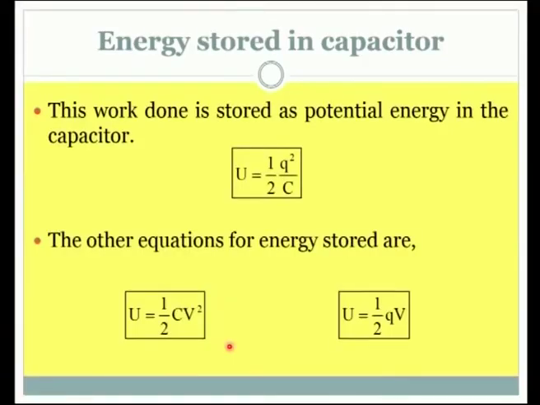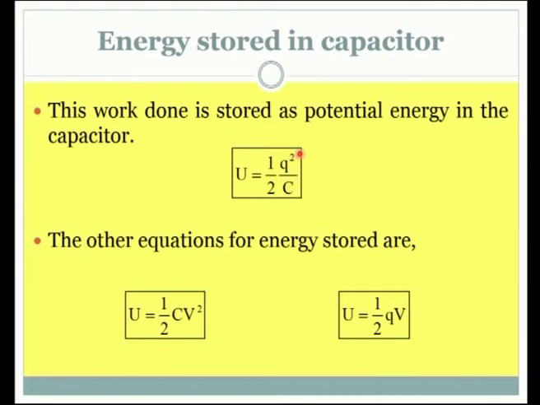This work done is stored as potential energy in the capacitor. So, we can directly take this work done expression as the energy expression itself, because work and energy are equivalents. Shall we take that as the energy stored? We can even use the term U for it, right? We use the letter U for the potential energy. So, this work done is stored as potential energy in the capacitor. So, this becomes the expression for the energy that is stored in a capacitor.